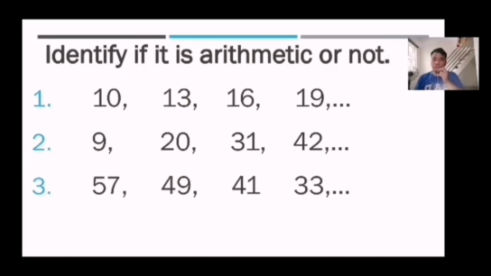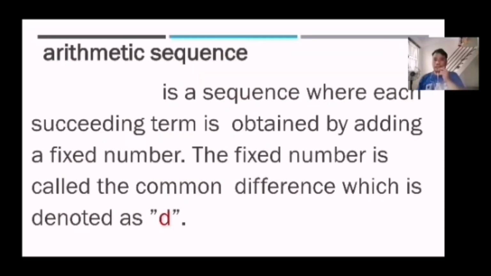Okay, so these 3 sets of numbers or sequence are all example of an arithmetic sequence. What then is an arithmetic sequence? It's a sequence where each succeeding term is obtained by adding a fixed number. And that fixed number is called common difference. In the formula, it is denoted by letter d.